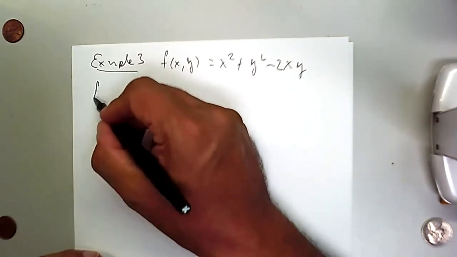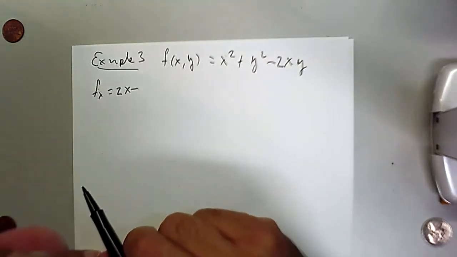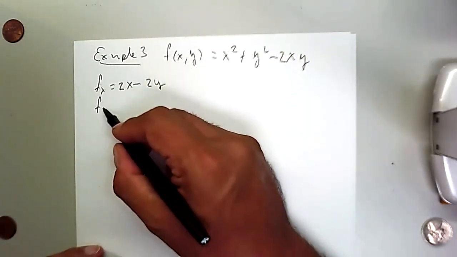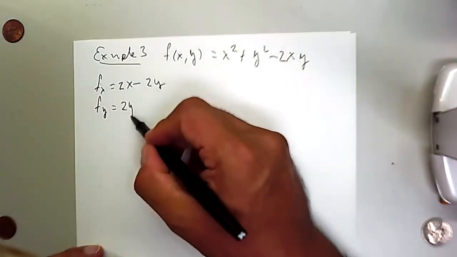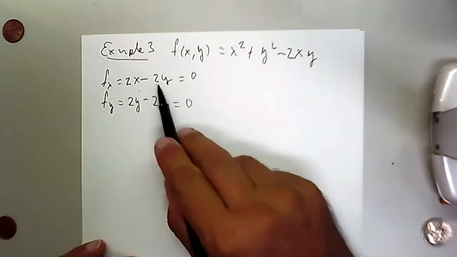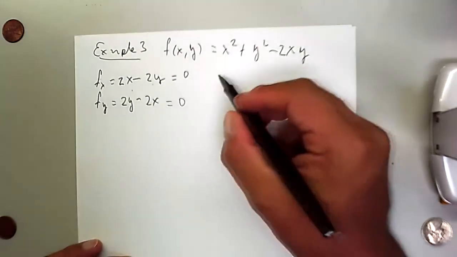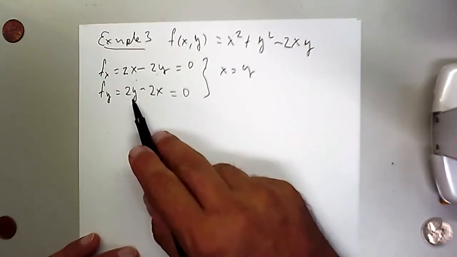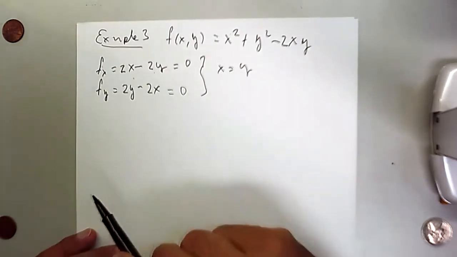So the first derivative with respect to x is 2x minus 2y. First derivative with respect to y is 2y minus 2x, and we want that to be 0 and that to be 0. Notice that if we move the 2y over and divide by 2, what we're saying is that x is equal to y. And here we don't gain any more information. This equation also says that x is equal to y.